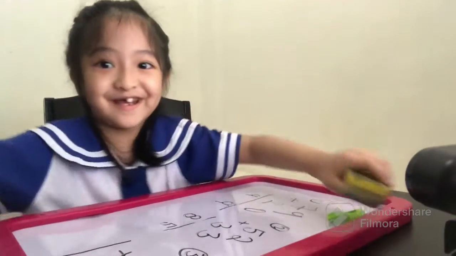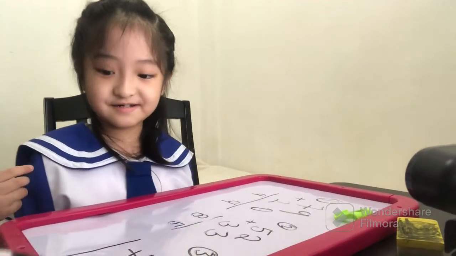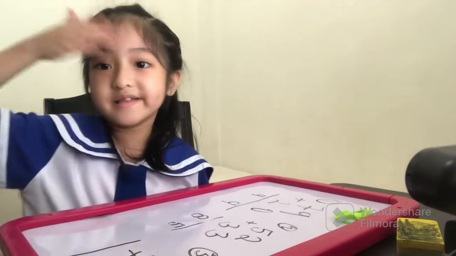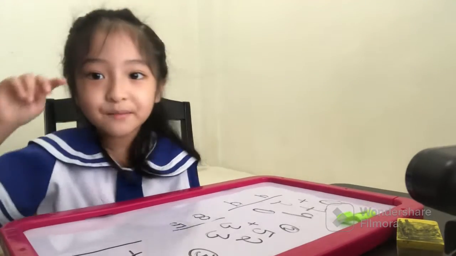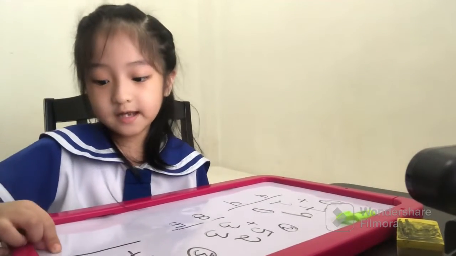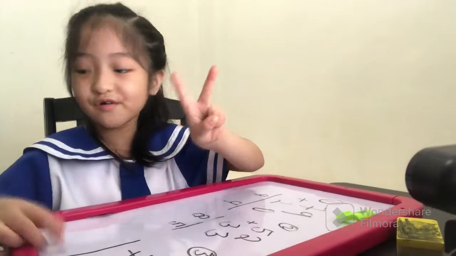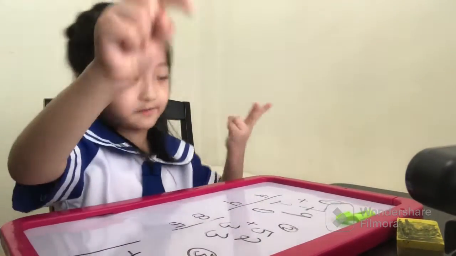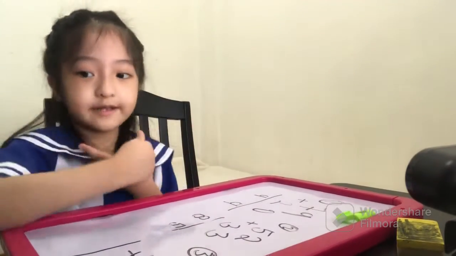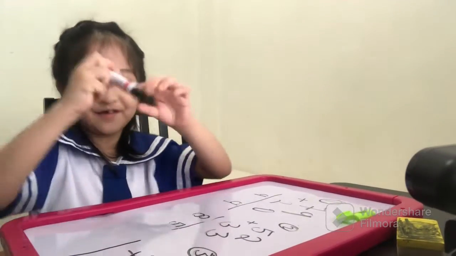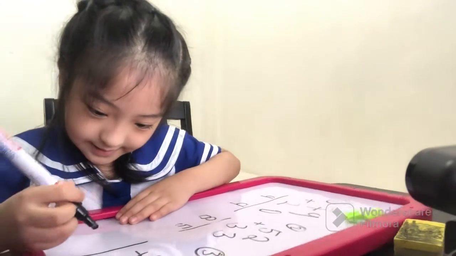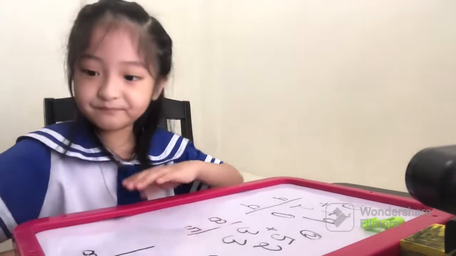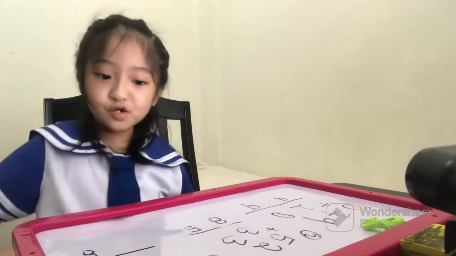Number 3. You answer the ones first. We find the smallest number, which is 2. Continue counting first. 6, 7, 8. So the answer is 8, guys.